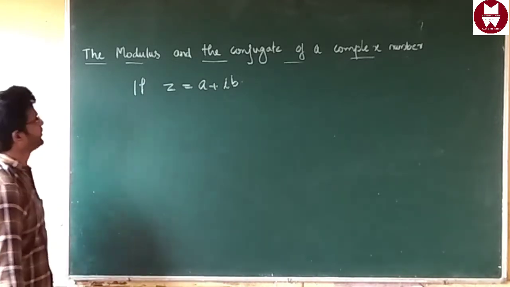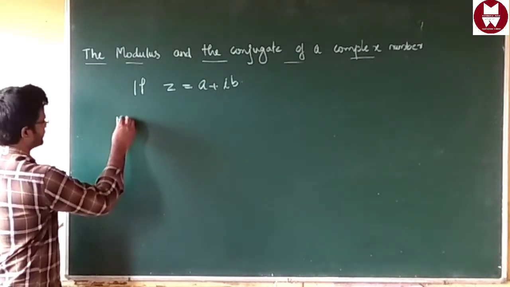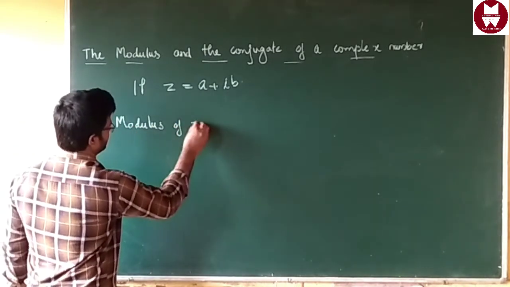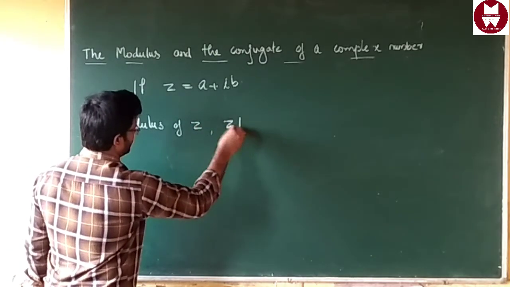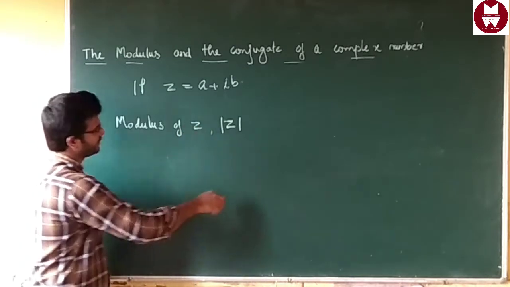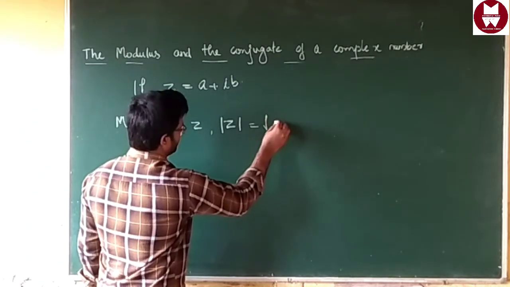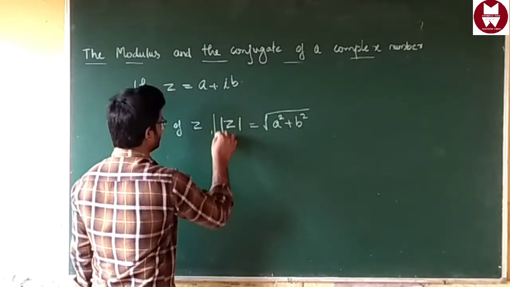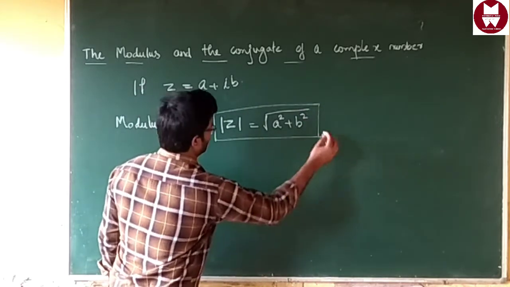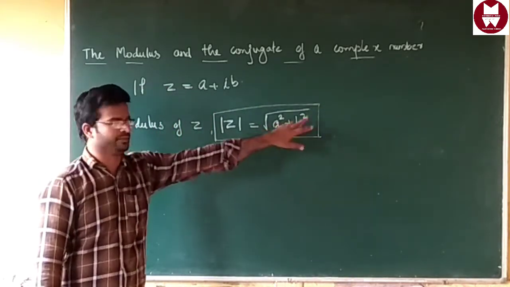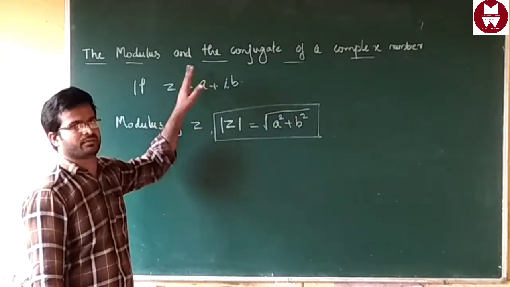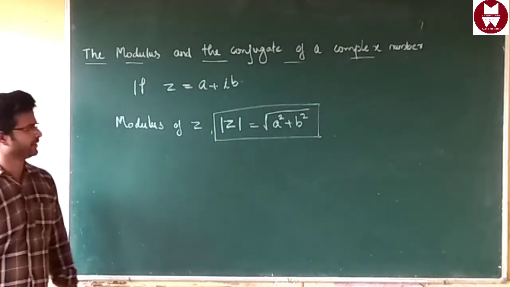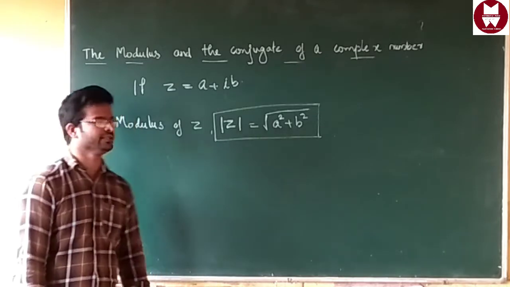Then how do we find the modulus? The modulus of a complex number z is represented by modulus of z, using two lines, equal to square root of a square plus b square. This is the formula to find the modulus. Here a and b are real numbers from the given complex number, and we get a square plus b square. Square root of a square plus b square is the modulus of the given complex number. Directly use this formula and we will get the modulus.